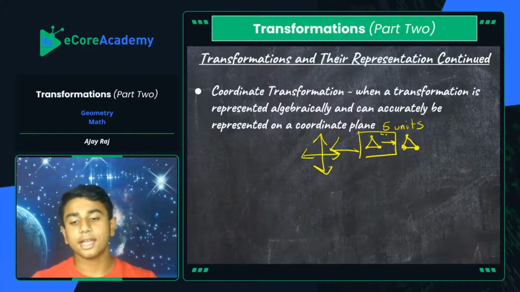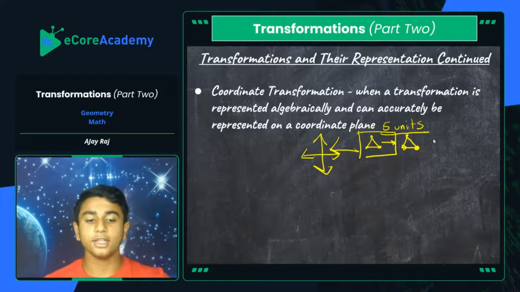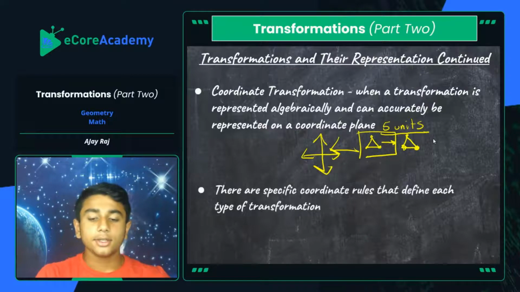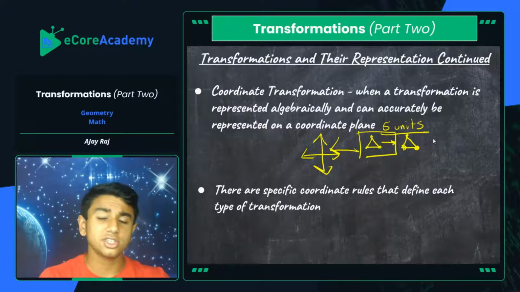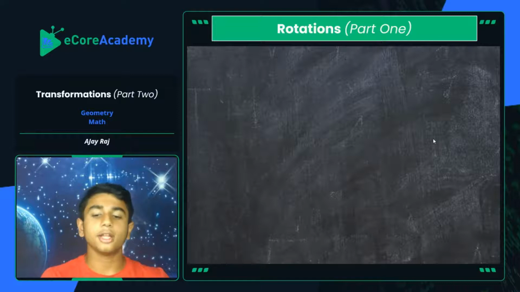And we're given exact values here so that we can represent this through specific coordinate rules, which I will get into for each and every specific type of rigid motion transformation. And there are specific coordinate rules that define each type of transformation, like I just said, and we will get into that. So these are specific coordinate rules, basically little cheats that you can use to simplify your transformation on a coordinate plane.